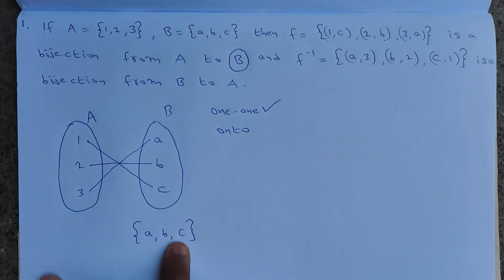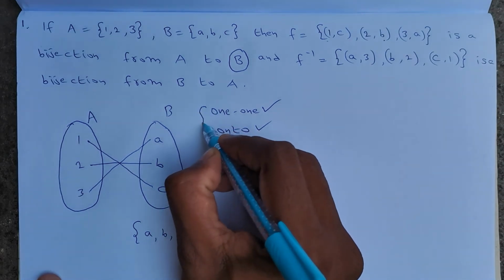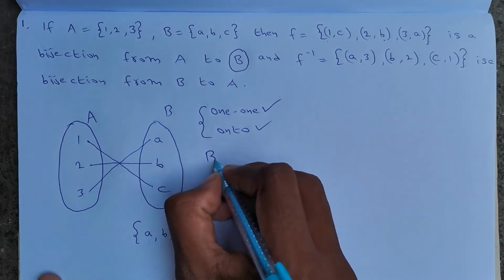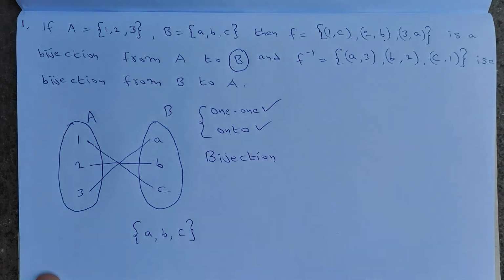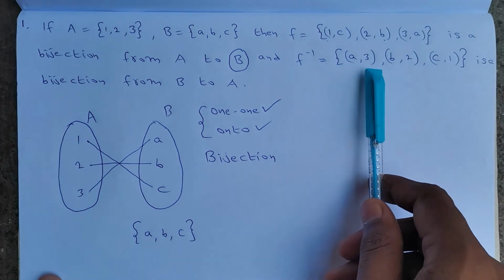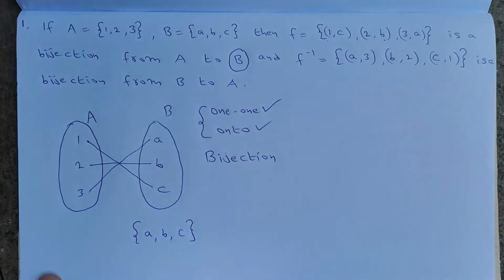Codomain is equal to range, then this function is also onto. The given function from A to B is one-one as well as onto, then it is a bijection. Next, F inverse is given as A3, B2, C1, which is also a bijection from B to A.